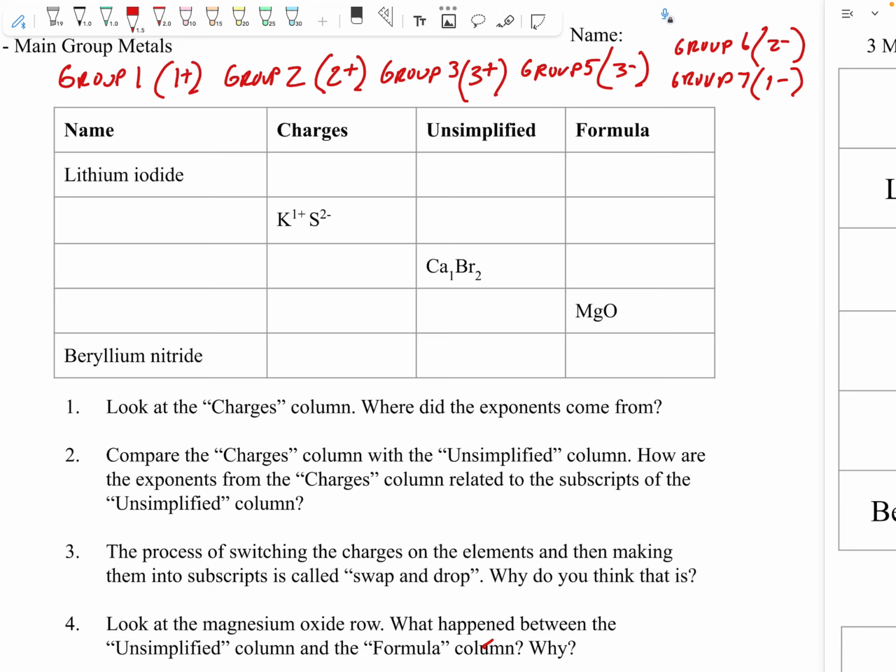So what I did at the top of this page, I gave you oxidation numbers or charges for each group that you'll be using. This is how we determine to write formulas from names. I'll show you what I'm talking about.